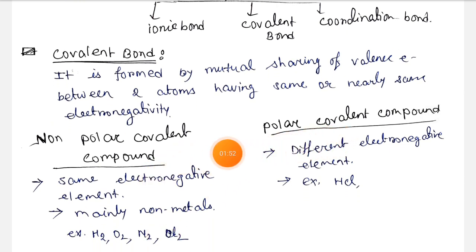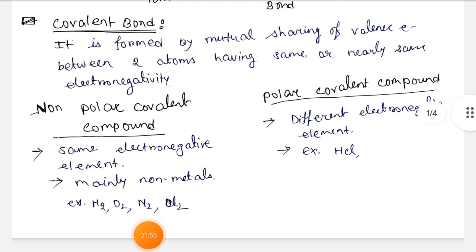For non-polar covalent bond, examples you should know are H2, O2, Cl2. If you take these examples, I will conclude that same electronegative elements mainly form non-polar covalent compounds, and they are mainly non-metals. Next, polar covalent compound: different electronegative elements form polar covalent compounds, and an example is HCl.